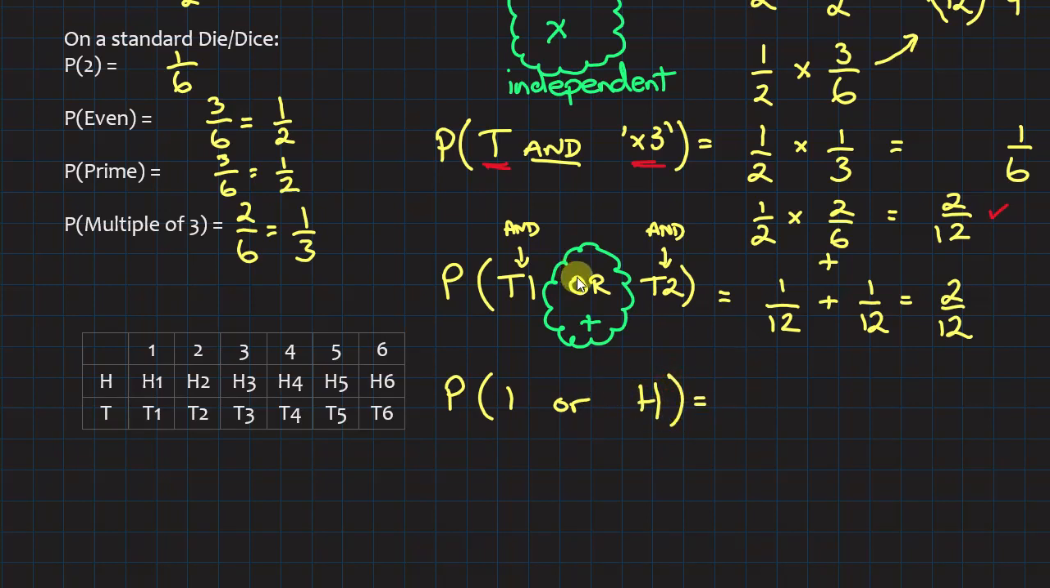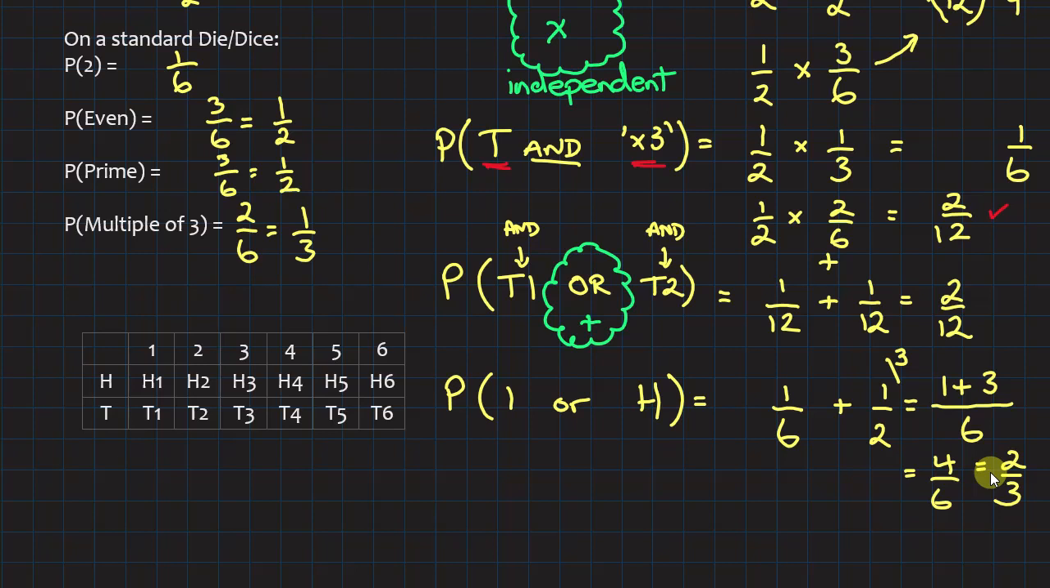Now, you might think from the previous one, okay, we're going to add our two fractions. Probability of a 1 is 1 out of 6. Probability of a head is 1 out of 2. Turn them into a common denominator, so they've both got a 6 on the denominator. So I've got 1 plus 3/6, which gives me 4 over 6, which is 2/3.